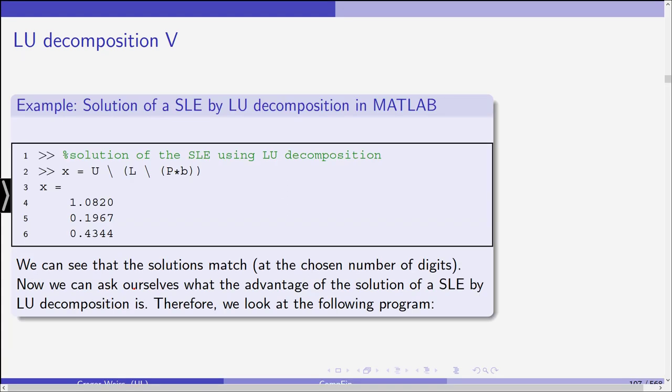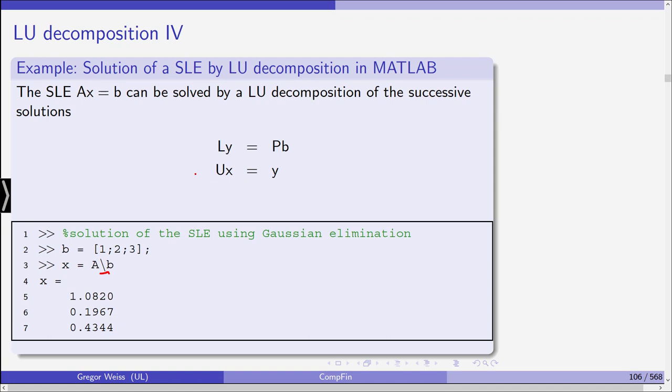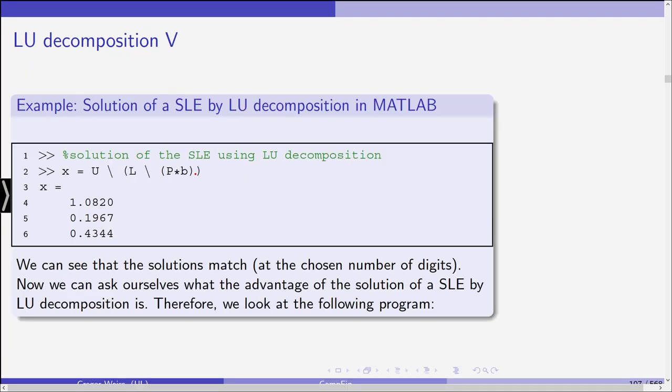You can use the LU decomposition as well. So if you say X equals U backslash parenthesis L backslash P times B, and then close the parentheses, you see you get, at least with four decimals, the same result. So solutions match at the chosen number of digits.